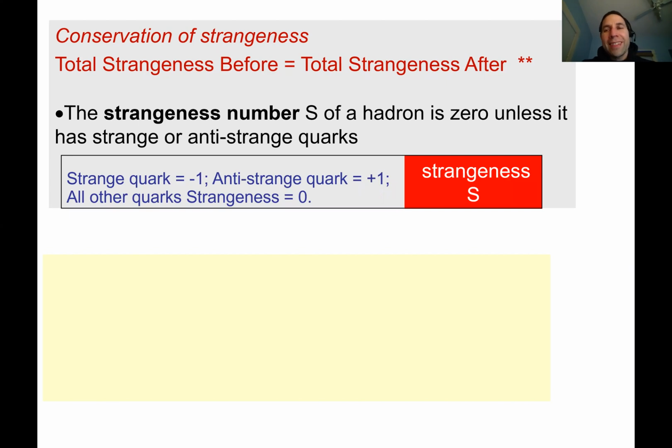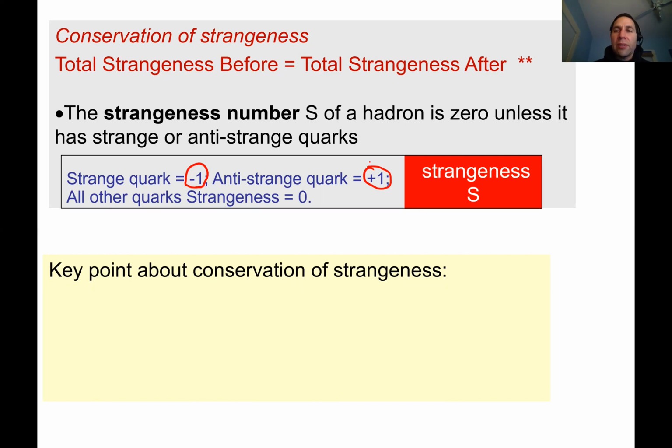So, and here's where it's a little different. They don't call it strange for nothing. The strange quark is going to have a strangeness number of -1. Notice how this is a little different because for all the other ones, the numbers were positive and then the anti ones were negative. This is reversed. The strange quark has a strangeness of -1, and the anti-strange quark has a strangeness of +1. And all other quarks have a strangeness of 0.